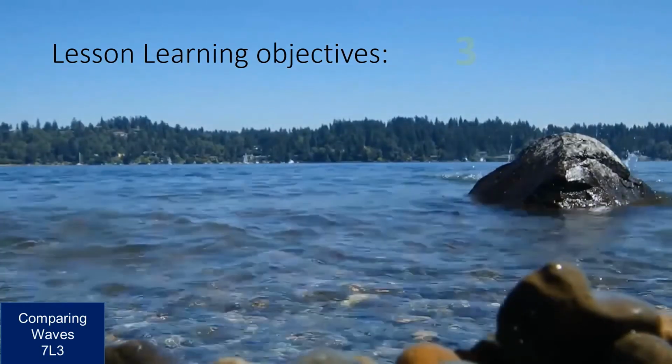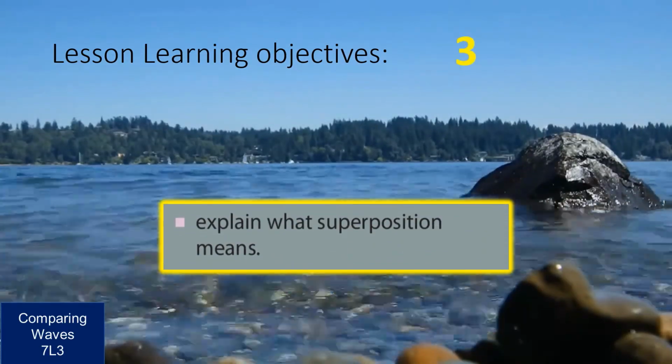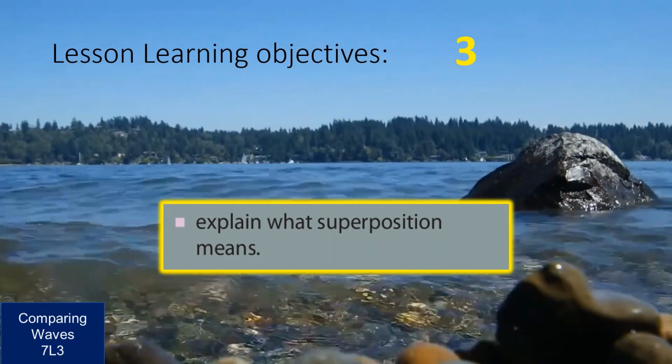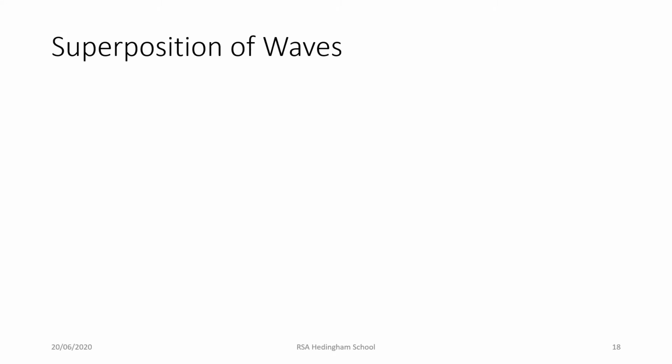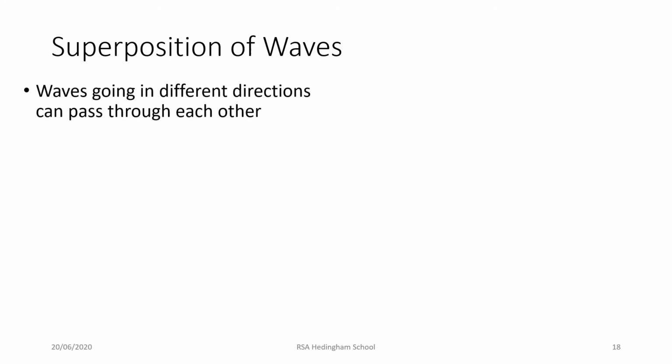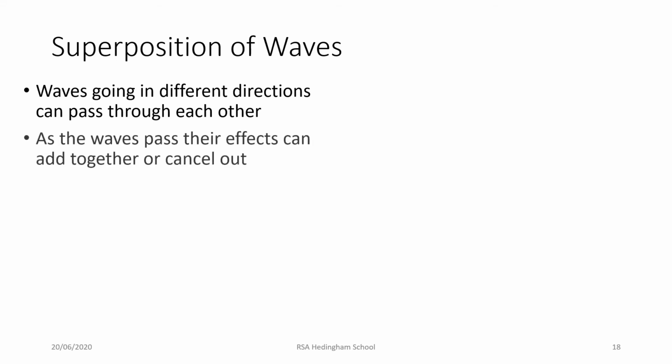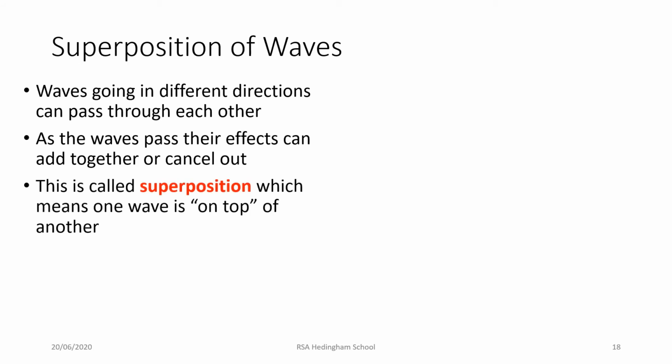Learning objective 3, and that is to explain what superposition means. So, as we saw in the previous film, waves can pass through each other if they're going in different directions. And as the waves pass each other, their effects can either add together to make a bigger wave, or they can cancel out the wave altogether. This is called superposition, which literally means one wave is on top of another.